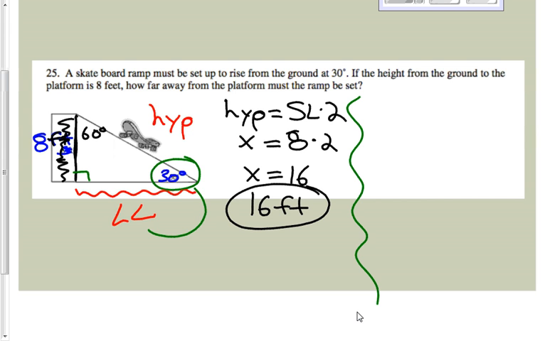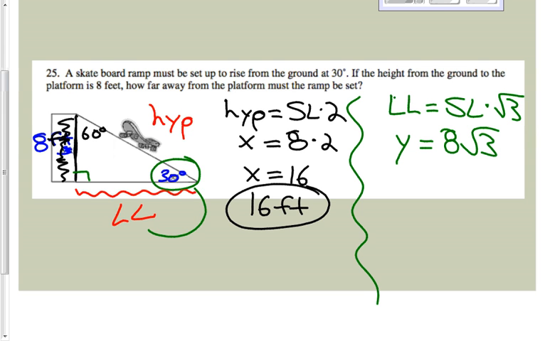Finding the long leg, I'm going to use this equation, long leg equal to short leg times square root 3. My long leg here, again I don't know, just pick a variable. I'm going to pick y. My short leg is 8, no work to do, square root 3. So looking at this, the distance I need to place it from the platform all the way out is going to be 8 square root 3 feet.